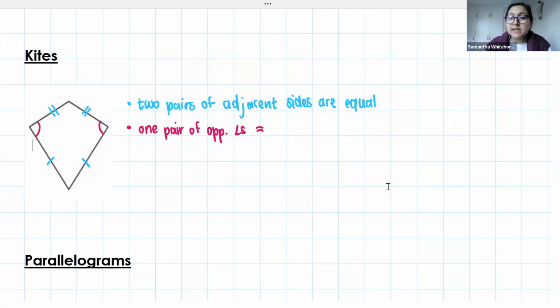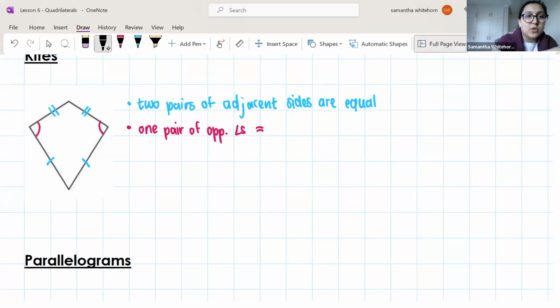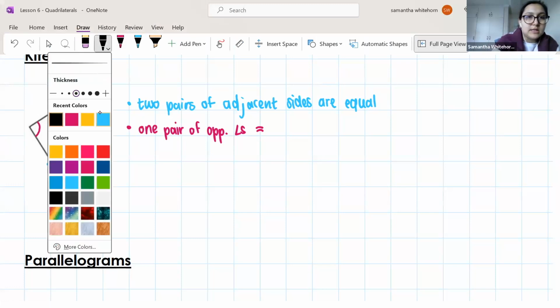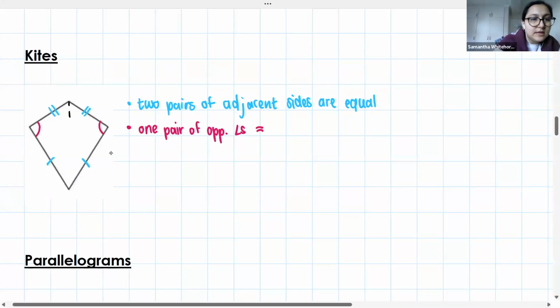Okay, guys, importantly, a kite does not have any parallel sides, so there are no parallel sides here. But a lot of you are now starting to talk about the diagonal, which is awesome. And our diagonal, I wonder if I can do this. I don't think I can. Our diagonals intersect or cut each other at 90 degrees.